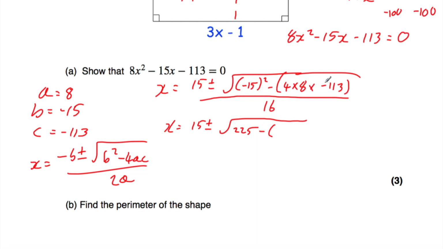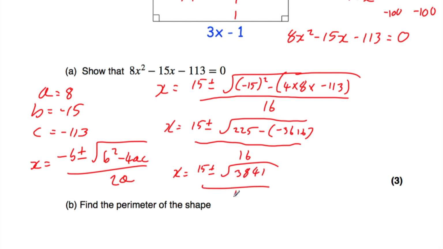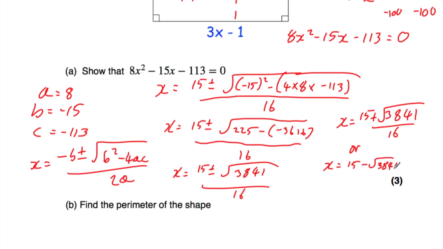So let's do that. 4 times 8 times minus 113 is equal to minus 3,616, close brackets, and that's all divided by 16. So then x is equal to 15 plus or minus the square root of, so 225 minus 3,616 is equal to 3,841 over 16. So we've now got our solutions that either x is equal to 15 plus the square root of 3,841 over 16, or x is equal to 15 minus the square root of 3,841 over 16.